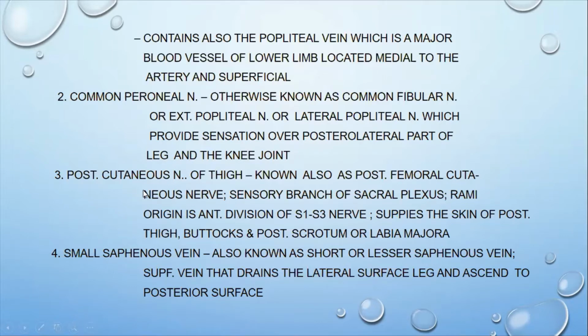The next content is your posterior cutaneous nerve of the thigh, known also as the posterior femoral cutaneous nerve. This is a sensory branch of the sacral plexus, and the posterior cutaneous nerve will originate from the anterior division of your first to the third sacral nerve. Now, your posterior cutaneous nerve of the thigh will supply the skin of the posterior thigh, the buttocks, and the posterior scrotum or labia majora.